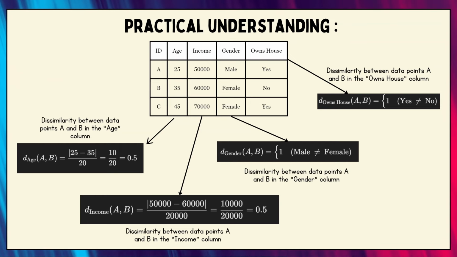And similarly for income, which is a numerical column, we apply the same kind of method and we get a dissimilarity of 0.5. So here you can see that for each kind of data type, each kind of column, we have generated a dissimilarity between two data points A and B in a standardized format in a range of 0 to 1, so that we can compare them now.